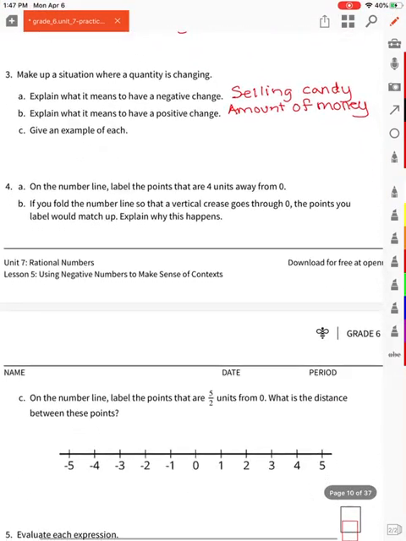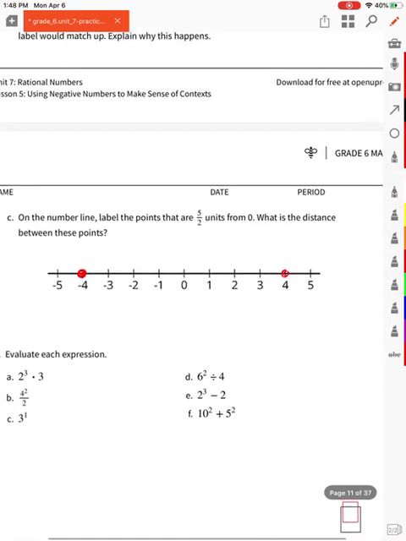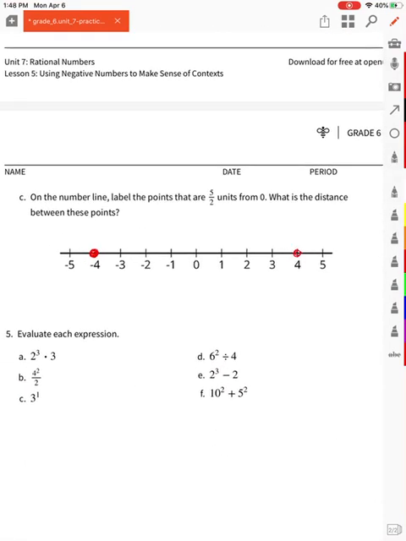All right, so number 4, on the number line, label the points that are 4 units away from 0. So 4 and -4 are both 4 units away from 0. If you fold the number line so the vertical crease goes through 0 at this point, the labels will match up. Explain why this happens. So they're saying if you fold it here, the 4 and the -4 would match up. Well, because they're both the same distance from 0, so that's why that would happen.